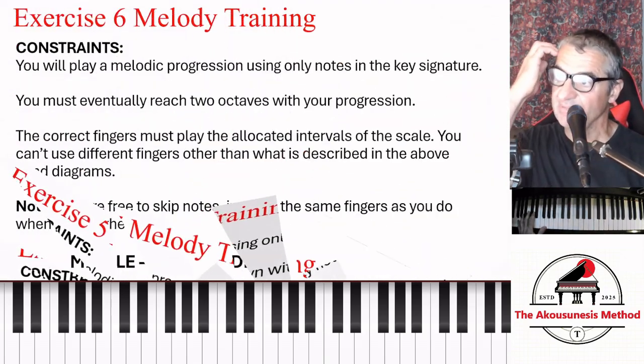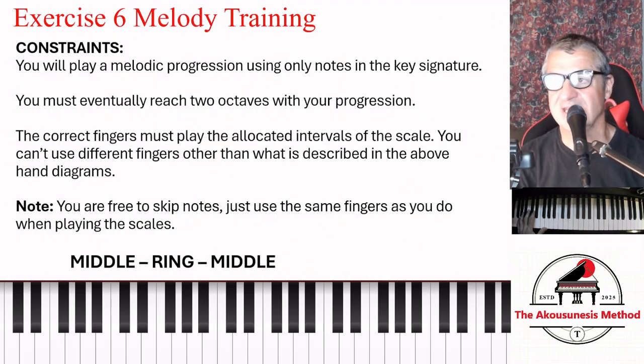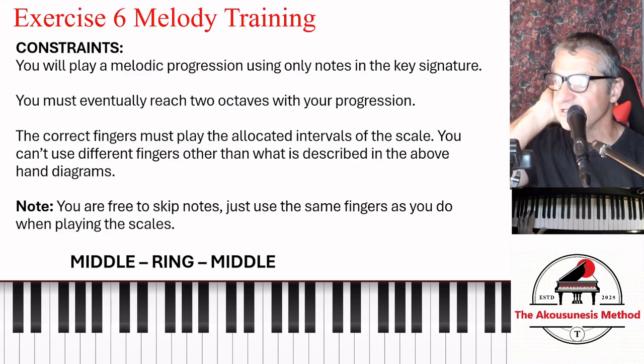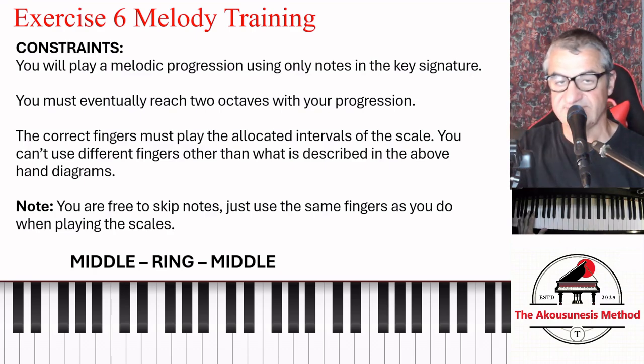Now we're going to loosen it up a little bit, and we're going to get rid of one constraint. Everything's the same. The only difference now is you can skip notes. The correct fingers must play the allocated intervals. You can play a melodic progression. You're free to skip notes. So that's the difference from the previous one.